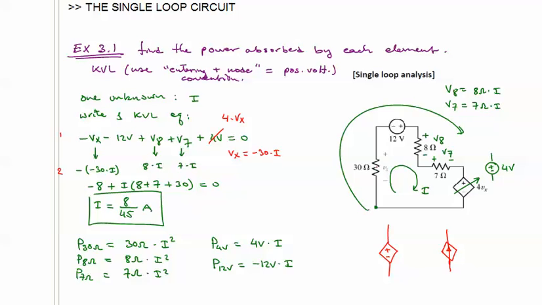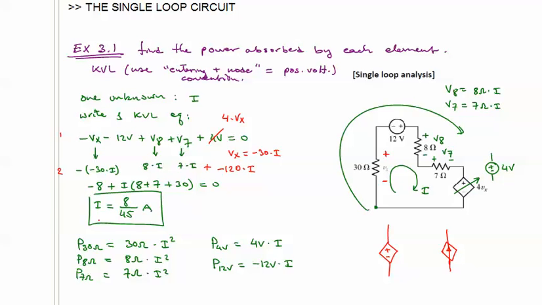That's based on the fact this is plus and this is minus. If the sign had been flipped, then it would be plus 30 times I. So all we're going to do is replace 4Vx with 4 times minus 30 times I. So that's minus 120 times I.